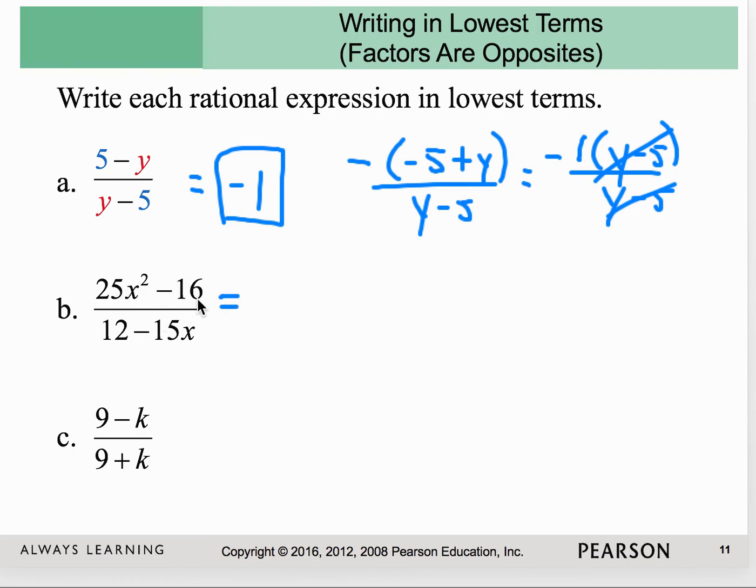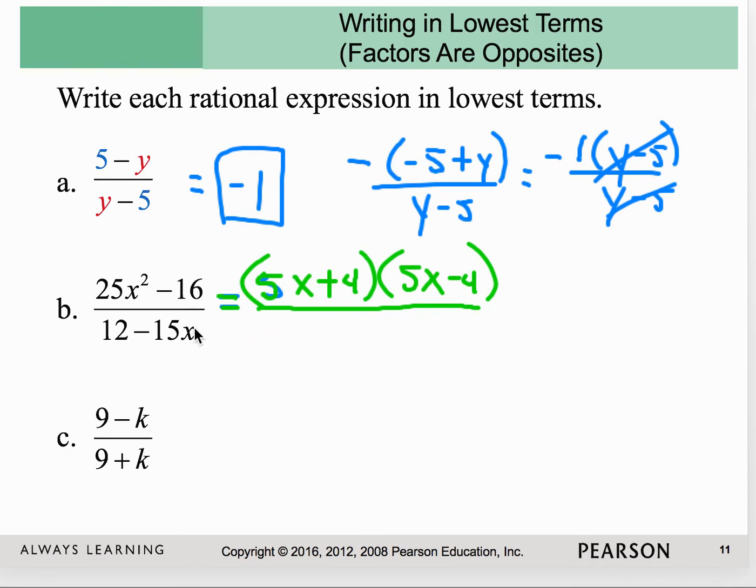That top one is the difference of squares. Let me change color just to separate it a little bit from the other mess. 5x plus 4, 5x minus 4. Okay. The bottom one, it's not a quadratic, so my only choice is to see if there's a common factor. Oh, I can factor 3 out of each one. Okay, so that leaves 4 minus 5x.